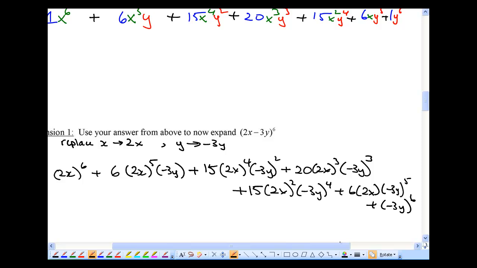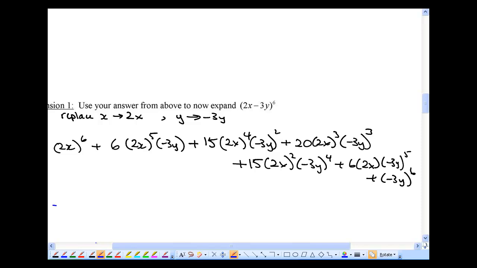That's what we have. Now we should simplify. So 2x all to the power 6. 2 to the power 6 is 64. 64x to the power 6. Plus 2 to the power 5 is 32. 32 times 6 times negative 3. I think that's actually a negative. Do that on your calculator, please. Should be negative 576. X to the power 5, y.